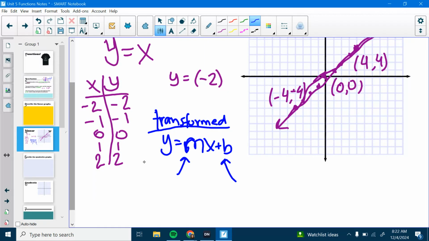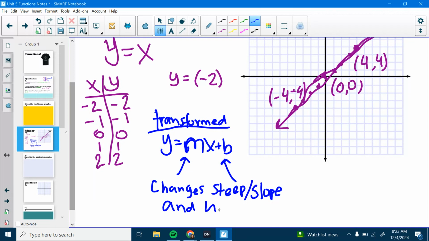But what our transformed version does is it changes the steepness or the slope and the height. So those two pieces are going to change the steepness, the slope, and the height, but everything else is going to stay the same.